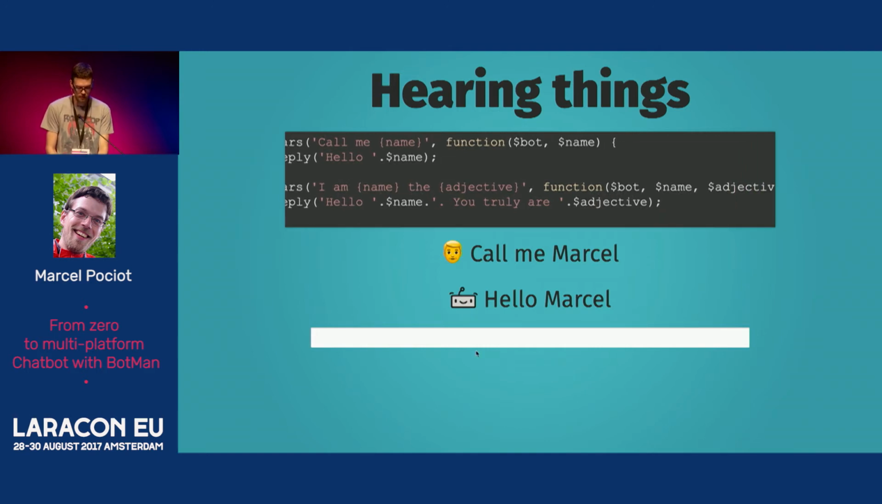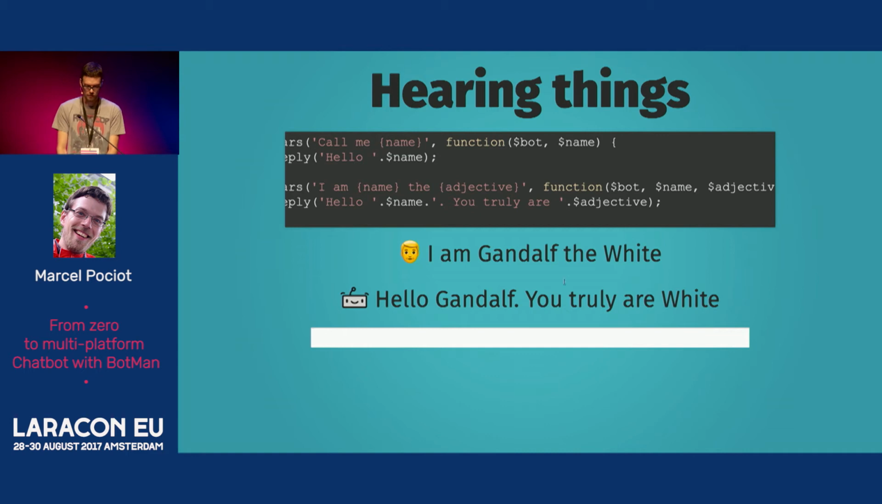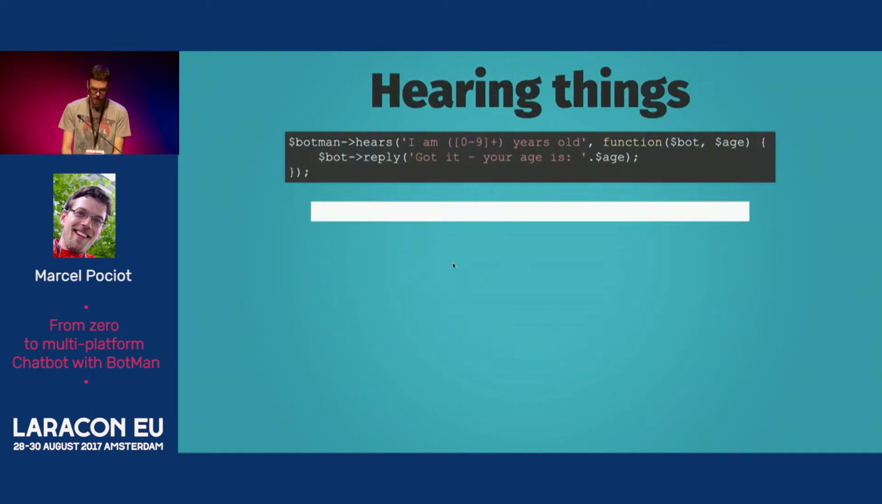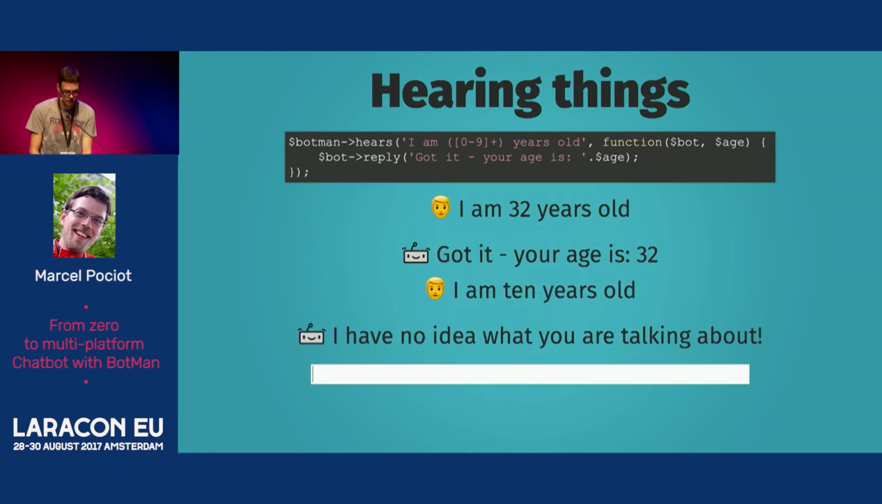So, for example, I am Gandalf the White. It gets passed to the function. OK, so if you need more control, this wildcard thing accepts everything you throw in there. You can also use regular expressions. And it works pretty much the same as with the curly braces. Everything that's in a regular expression matching group will then get passed to the callback function. So I am 32 years old. And then it gets passed. And if I type, I don't know, I am 10 years old, the bot doesn't understand because the keyword isn't really matching.